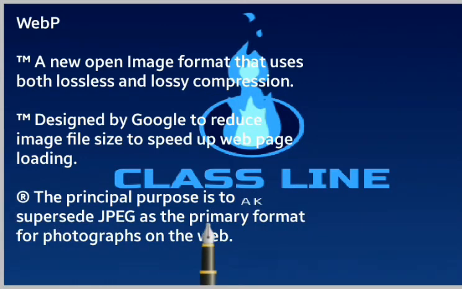The principal purpose is to supersede JPEG as the primary format for photographs on the web. So WebP is designed for the principal purpose of replacing JPEG as the primary format for photographs on the web. It is designed by Google.